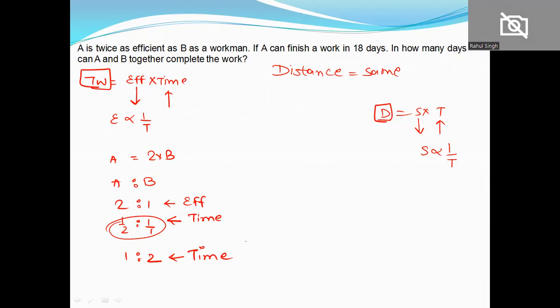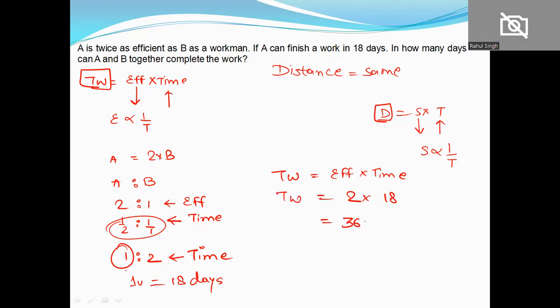So if A can finish a work in 18 days, in how many days will A and B together complete the work? So now, 1 unit of work we know as 18 days. To find out total work, we need efficiency and we need time. We got time, which is nothing but 18 days. We got efficiency of A, that's 2 units. So total work will be 36 units. Let's assume total work is 36 units.